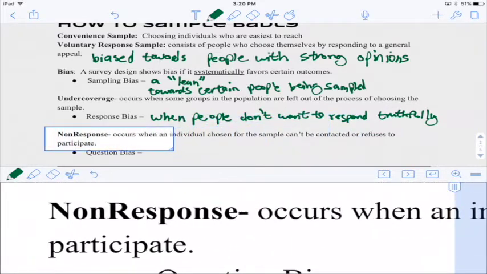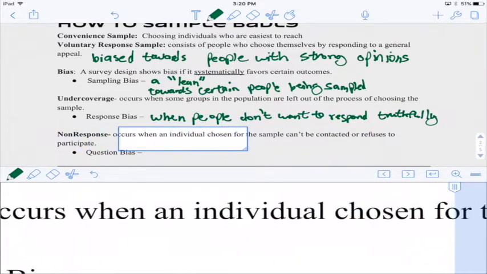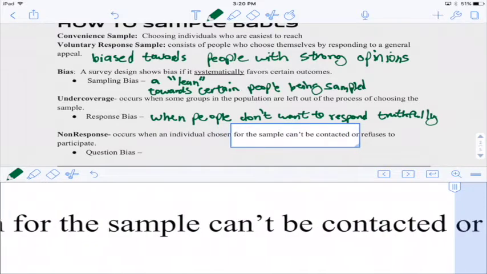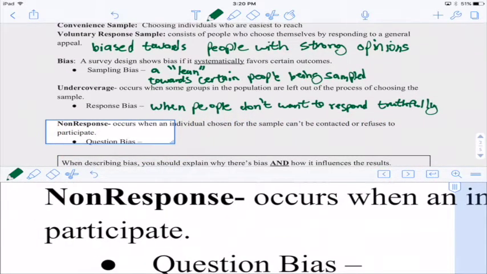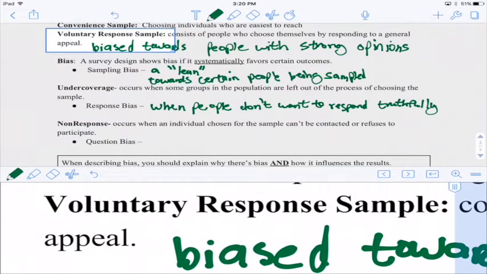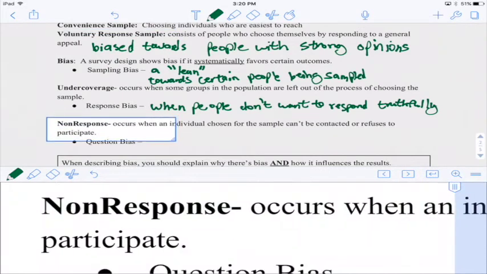Non-response bias occurs when an individual chosen for the sample can't be contacted or refuses to participate. Non-response happens a lot. Like all those times when people say, hey, do you have a few minutes to do this survey? And people just hang up on them. Well, they're not getting a response. So this is kind of similar to voluntary response. The people who feel very strongly are going to answer. The people who don't really care are not going to.